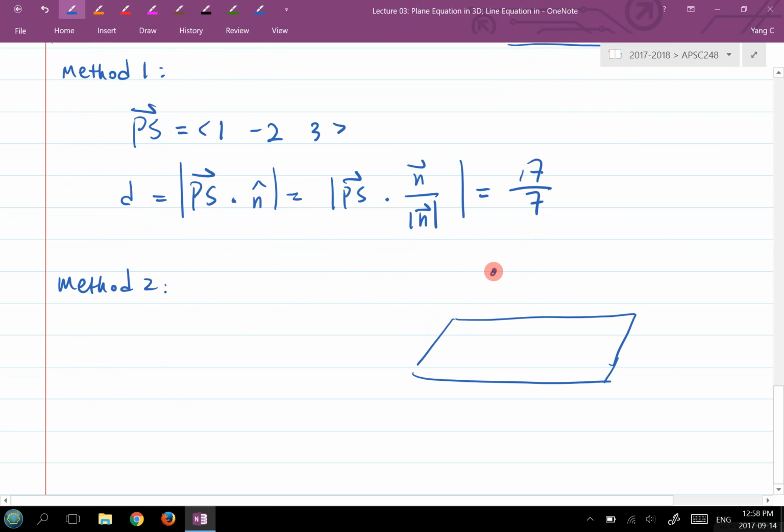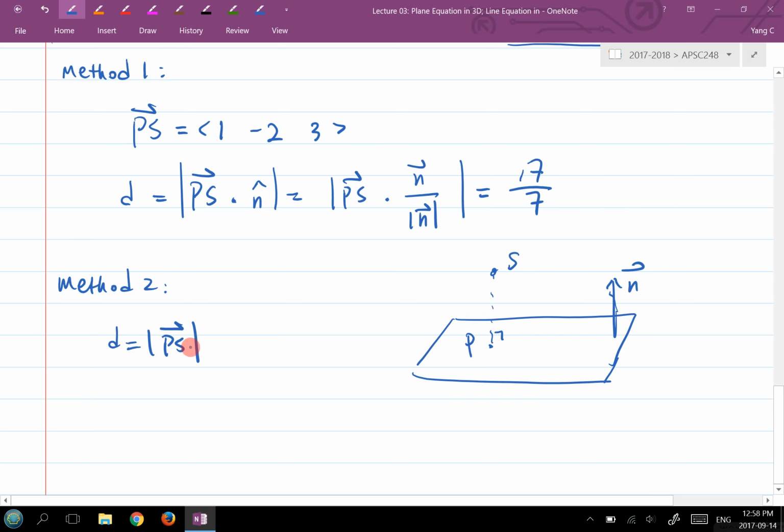All right. So here's point S and here's N, and we're looking for the shortest distance. So let's say, for example, suppose that I drop S to the plane, and the intersection point is point P here. Ideally, if you know where this point P is, then D will simply be the distance between the point P and S, right? That's literally from the geometry.